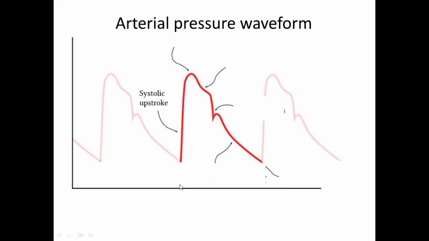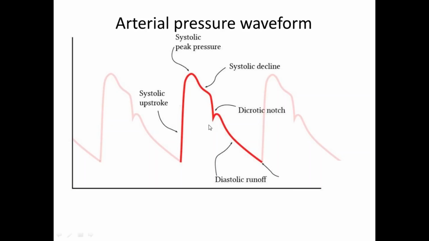So we have the upstroke of systole, and the peak of systole, which will be the systolic blood pressure reflected on the monitor, and then the systolic decline. This notch here is reflecting closure of the aortic valve, which is the dicrotic notch. Dicrotic is a Latin term meaning double notch. And then you have diastolic runoff.